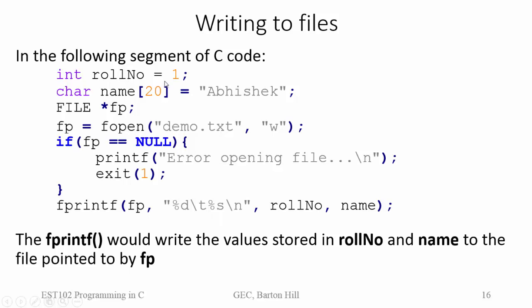Okay, so I have given roll number as 1 and name as Abhishek. Once this file is opened, this roll number, that is 1, will be written to the file, and then there will be a horizontal tab. After that the value in name, that is Abhishek, will be written to the file, and then the newline character will also be written into the file. So here we use this fprintf for writing the data to the file. The fprintf would write the values stored in roll number and name to the file pointed by fp.